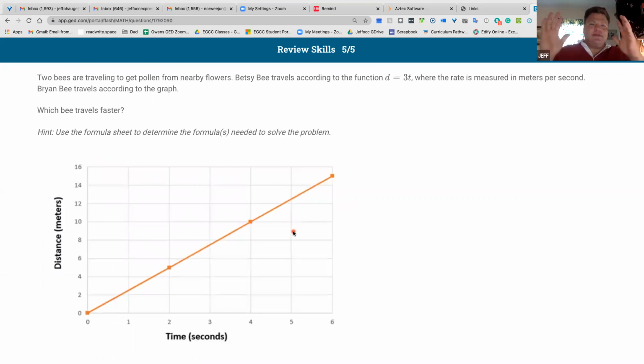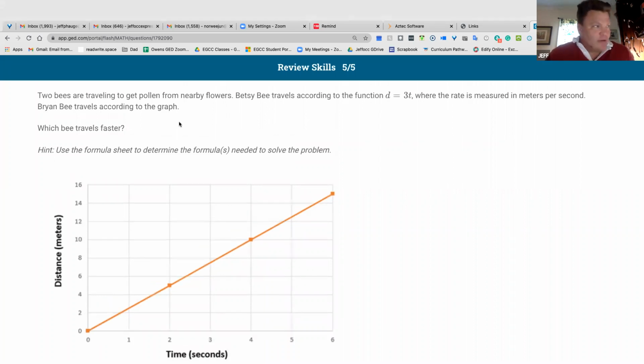Now we're putting this question under how can I get questions right without doing any math? So they're asking slope. This is a dumb question. It's not as dumb as the wooden car question, but two bees are traveling. Betsy bee, because they name themselves, travels according to this function, D equals 3t, where the rate is measured in meters per second. Brian bee is measured on a graph. Which bee travels faster? So we're going to do this bottom one first.